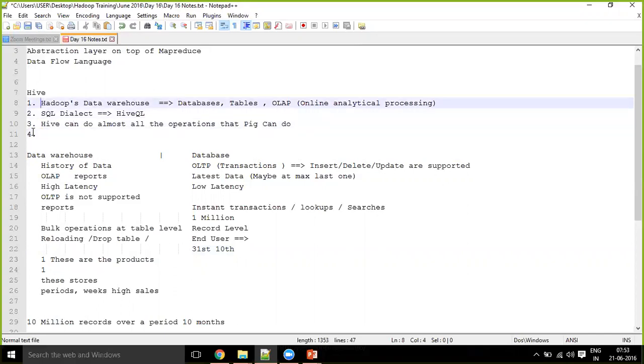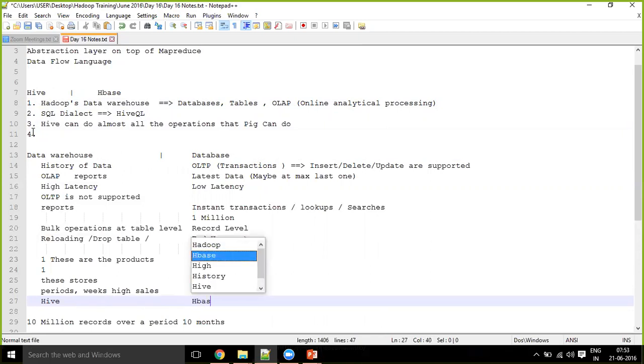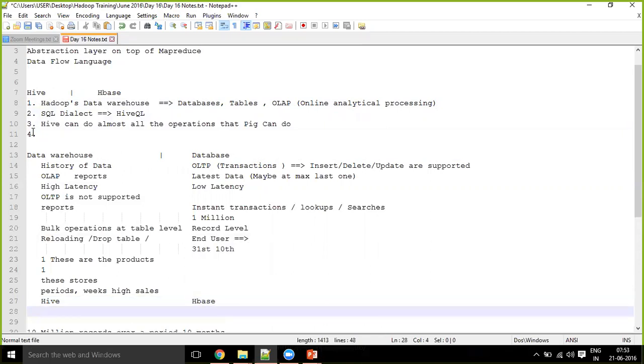And we have one more tool called HBase that we'll discuss next after completion of Hive and Impala sessions. That falls under your database. So here it is Hive, and in terms of Hadoop terminology, it is HBase.